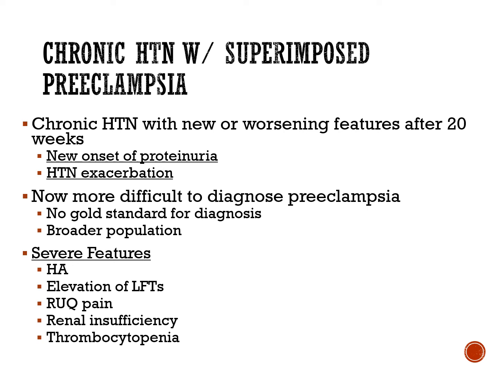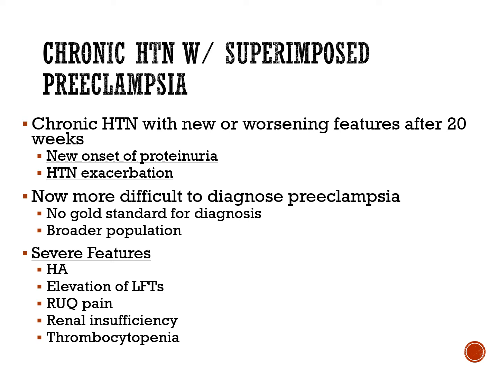Chronic hypertension with superimposed preeclampsia: you have a woman who was chronically hypertensive and now she's developed preeclampsia. So there's new proteinuria after 20 weeks, or chronic proteinuria with worsening hypertension. Exacerbation of the hypertension, a sudden elevation in liver function tests, and a low platelet count, thrombocytopenia, are going on.